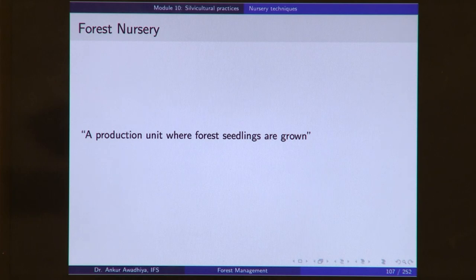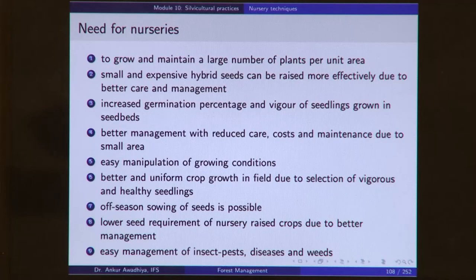Now the question is, we know that we can raise plants from seeds. So why not just go into the forest area, those areas where you want to do the afforestation, and just disperse the seeds there? What is the importance? Why do we need to have a nursery? This is because the nursery provides us with certain advantages. So what is the advantage of raising the plants in a nursery vis-a-vis raising the plants directly on the field?